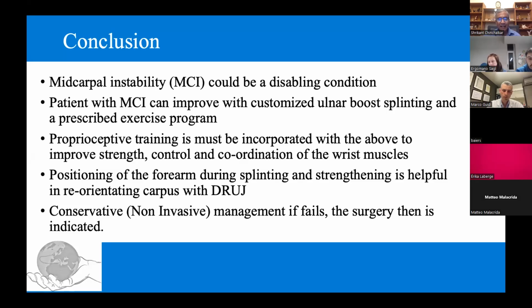And we can say that conservative, non-invasive management especially is effective in many conditions, and if it fails, of course, patients are in the hands of the doctor or the surgeon, or Dr. Guidi, for the management surgically.